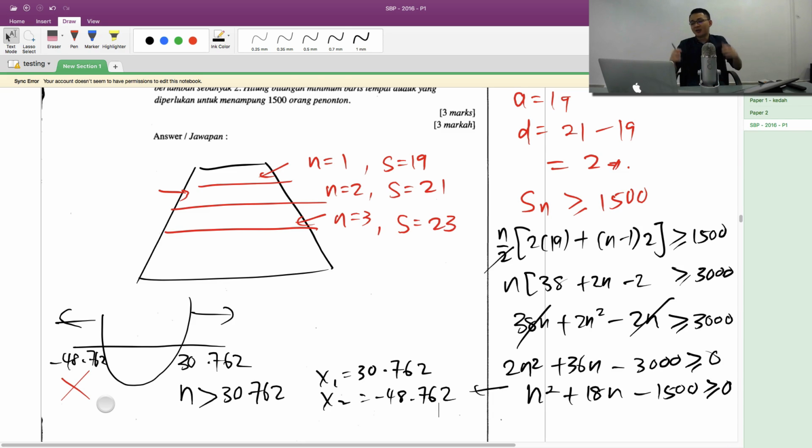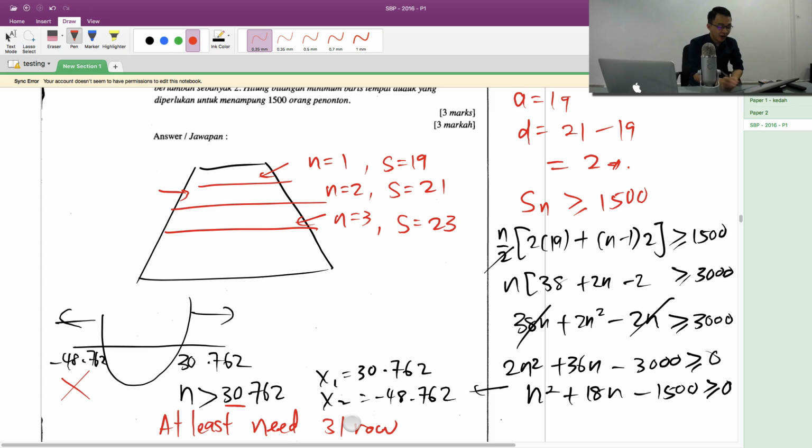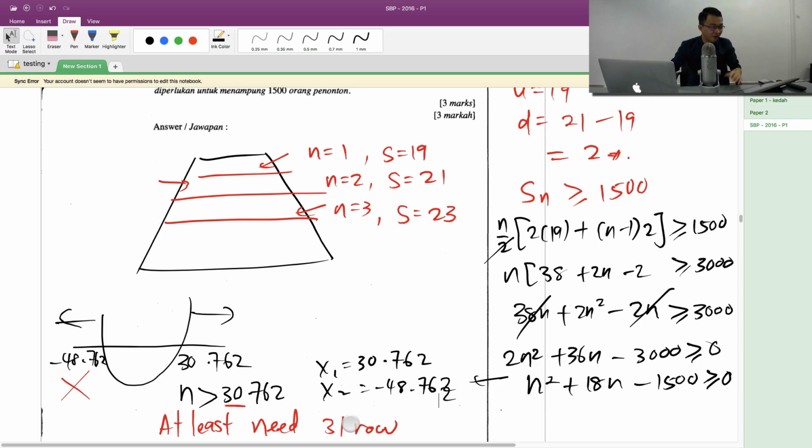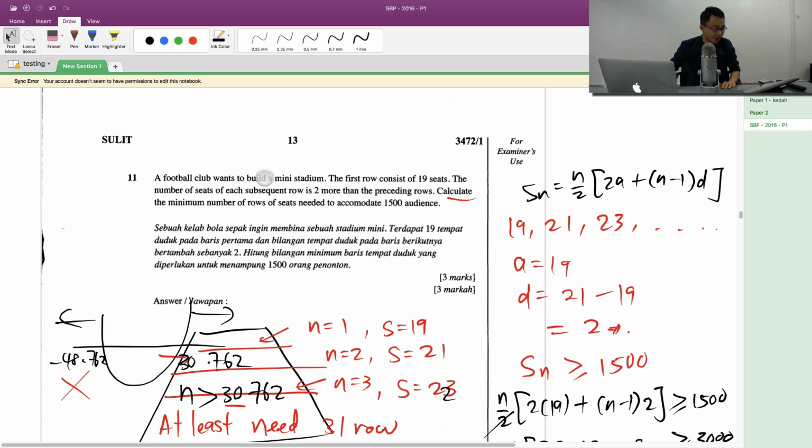So that means in order to accommodate 1500 people, because this one is more than 30.7 row, right? So that means you at least will need 31 rows, because if you have 31 rows means you can accommodate every one of them. Right, so just remember I write off for it, because the question actually asks about minimum, I guess.